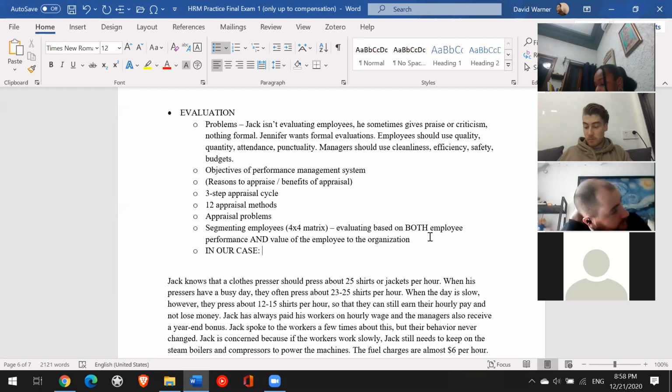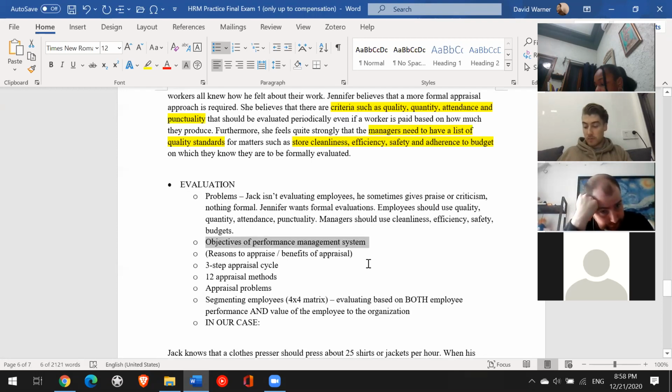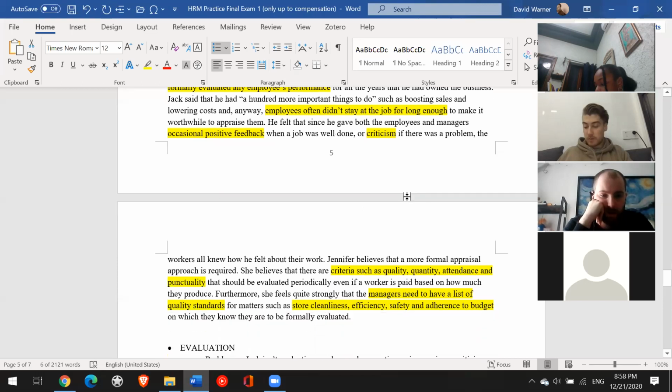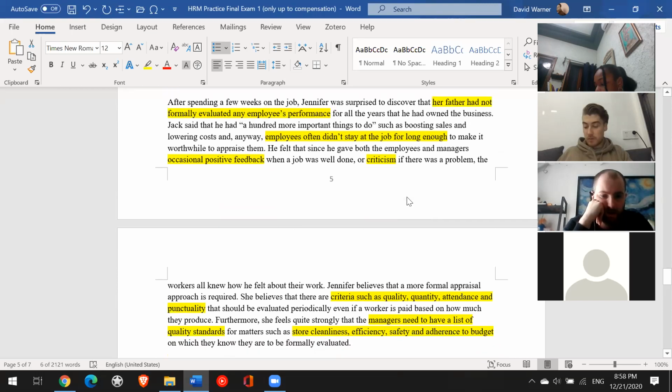Well, why is performance management important? If you had to convince Jack, this would be like the objectives of a performance management system. If Jennifer says to Jack, I think we need to spend all this time and make this new system, and Jack says, why? I tell people when they're doing good. I tell people when they're doing bad. Come on, what else? What does it matter? We're just washing clothes here. How would you explain to Jack that, no, this is actually important?